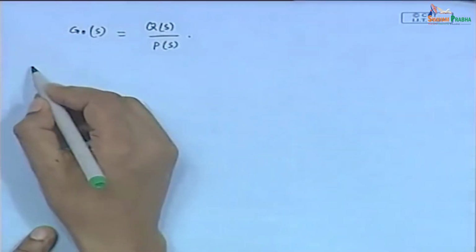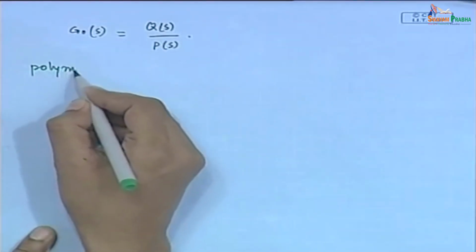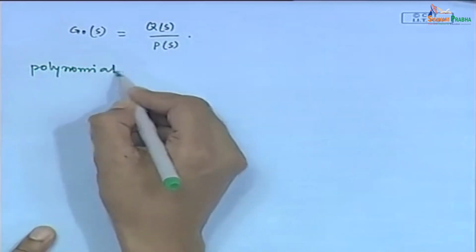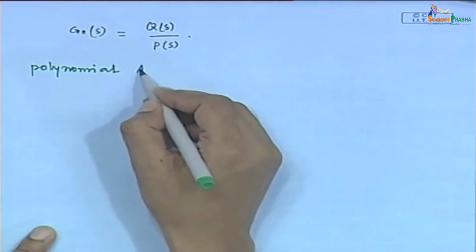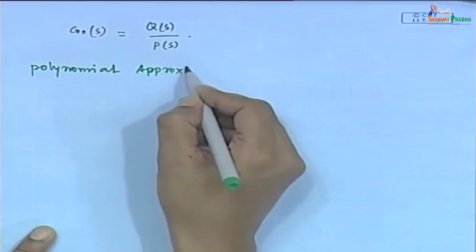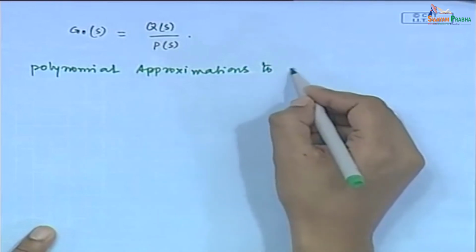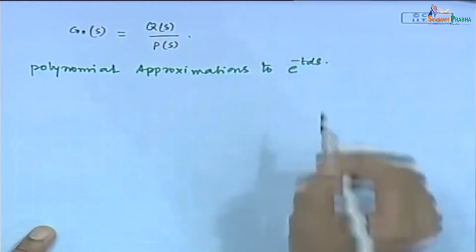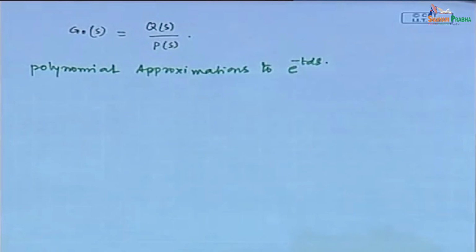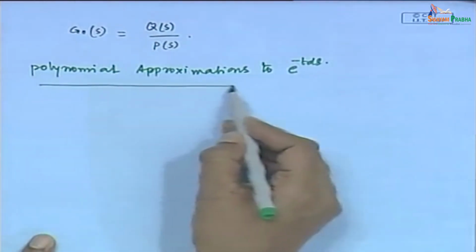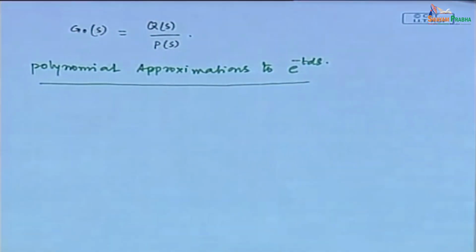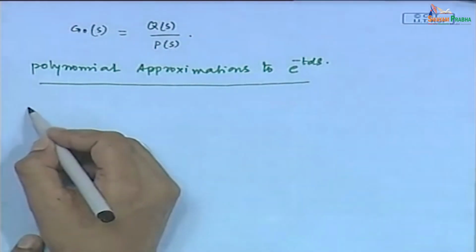So, our title is polynomial approximation to the dead time term, I mean exponential of minus Tds. So, we can approximate this exponential term by Padé approximation.